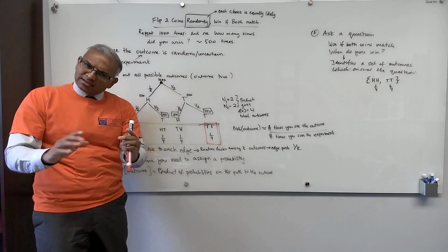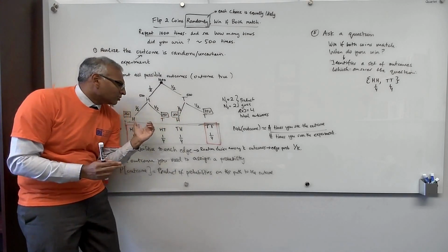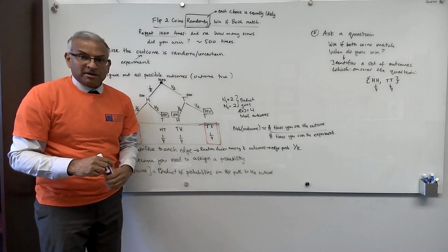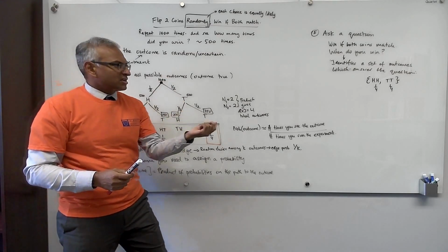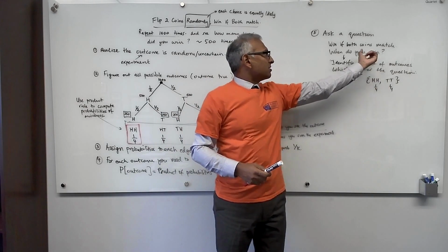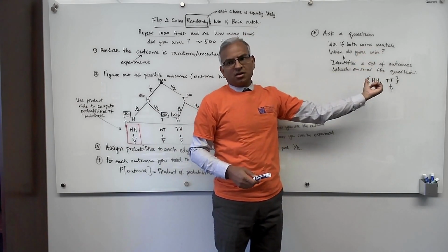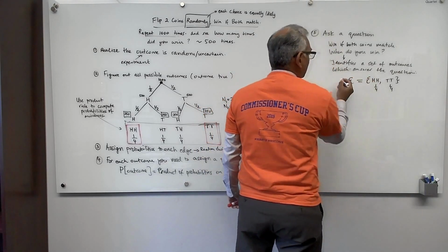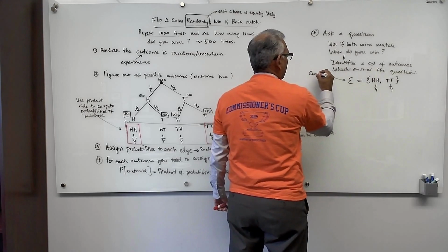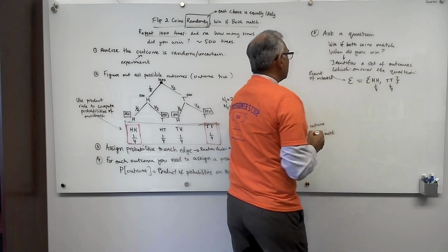An event is any set of outcomes, any subset of all the outcomes. But we are not interested in just any old event. We are interested in the set of outcomes that answer my question. So this we will call the event of interest. So that's step 5.